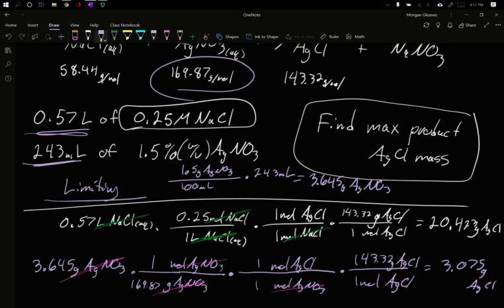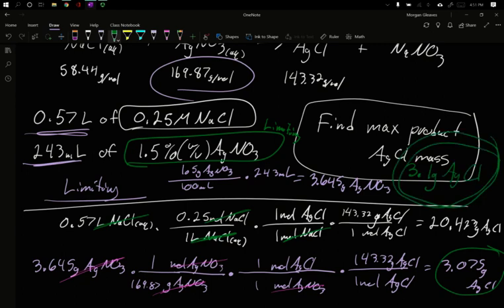What we find is that is significantly less silver chloride. We don't make anywhere near as much using the silver nitrate as we would if all of the sodium chloride had reacted. So our limiting reagent is whichever chemical makes the least product, and so our silver nitrate is our limiting reagent. This means the max possible silver chloride, well, we had 2 sig figs, so this would be 3.1 grams of silver chloride is possible. That is the most we would expect to make.